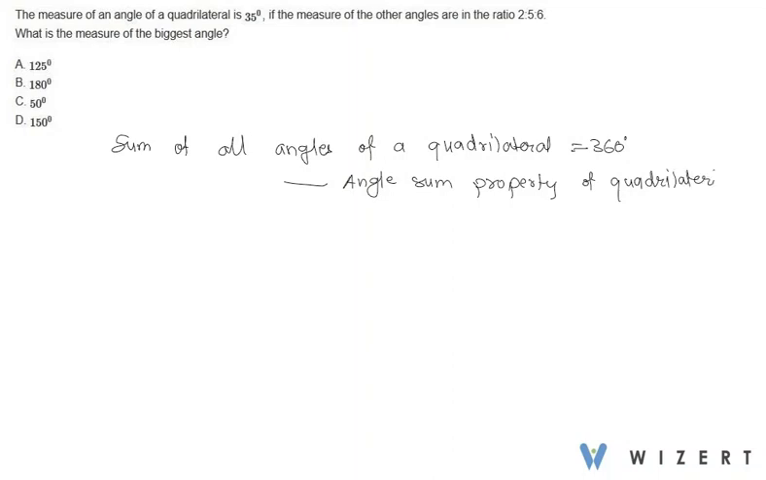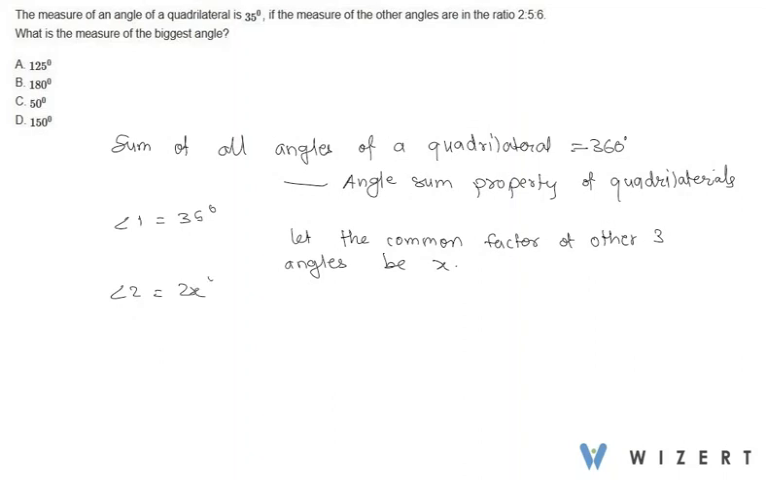Now we are given that one angle is 35 degrees. So angle 1 is 35 degrees and the other three are in the ratio 2:5:6. So let the common factor of the other angles be x. So the other three angles become angle 2 equal to 2x degrees, angle 3 equal to 5x degrees, and angle 4 equal to 6x degrees.